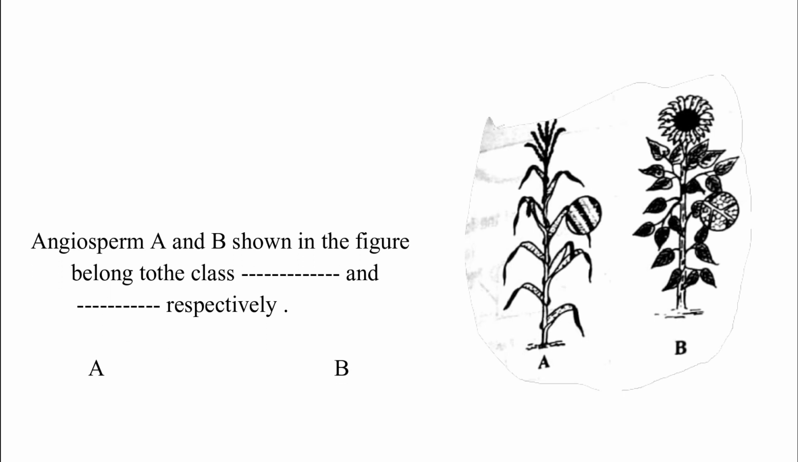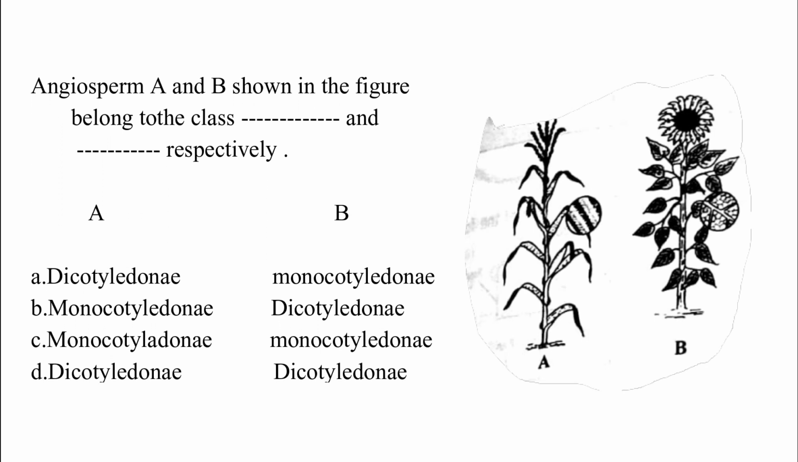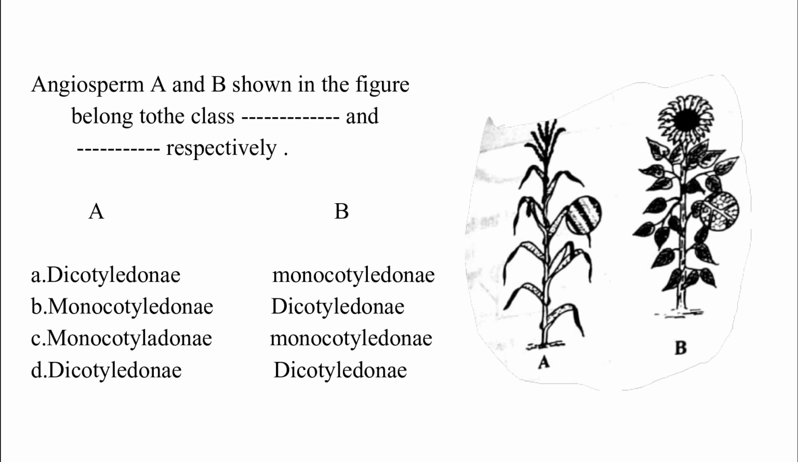Angiosperm A and B shown in figure belong to the class dash and dash respectively. Option A, dicotyledon, monocotyledon. Option B, monocotyledon, dicotyledon. Option C, monocotyledon, monocotyledon. Option D, dicotyledon, dicotyledon. The correct answer is option B, which is the figure A is monocotyledon plant and figure B is dicotyledon plant.